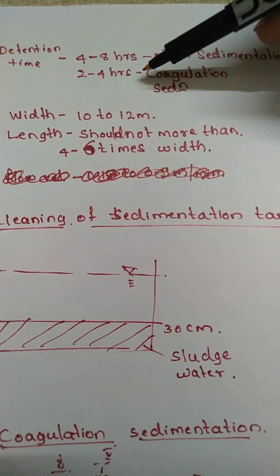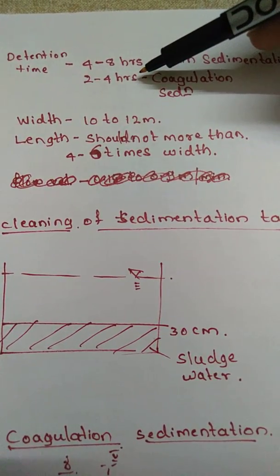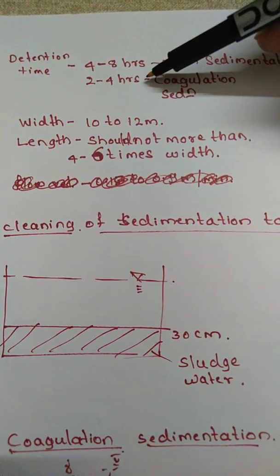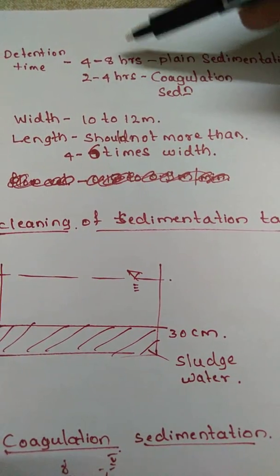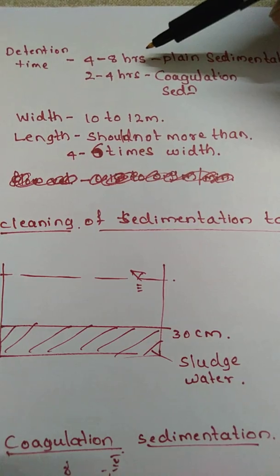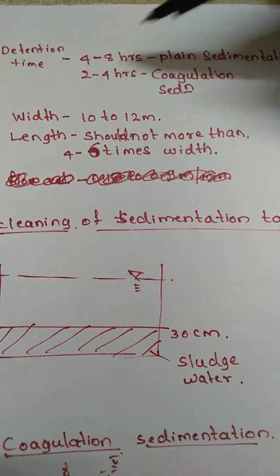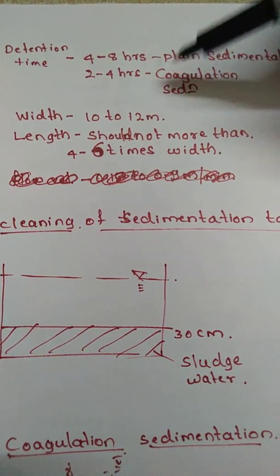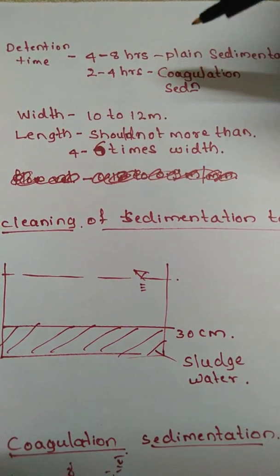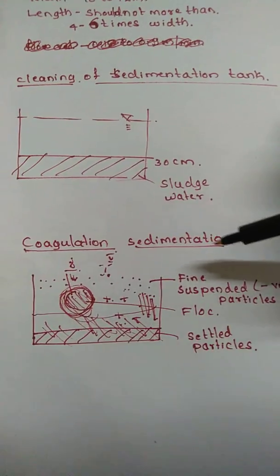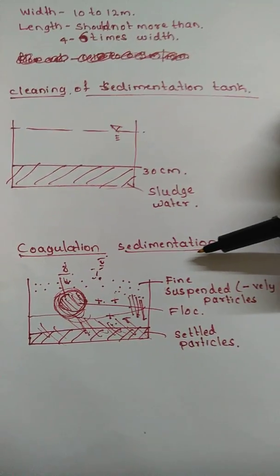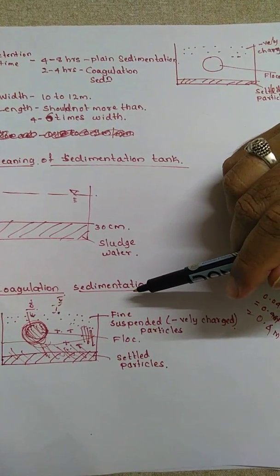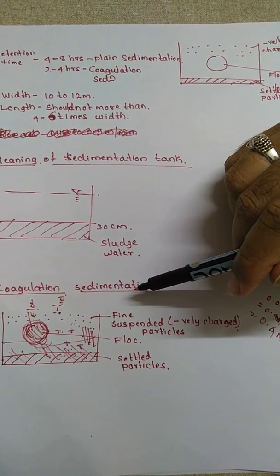Since here the ball like structures are getting formed, the specific gravity is getting increased, right? And then the particle will settle down very easily, whereas in this case it doesn't happen. So that is the reason why there is a difference in detention time between coagulation sedimentation and plain sedimentation. So I think you have understood what coagulation sedimentation is. Now we are going to see what the different kinds of coagulants are for this coagulation sedimentation.